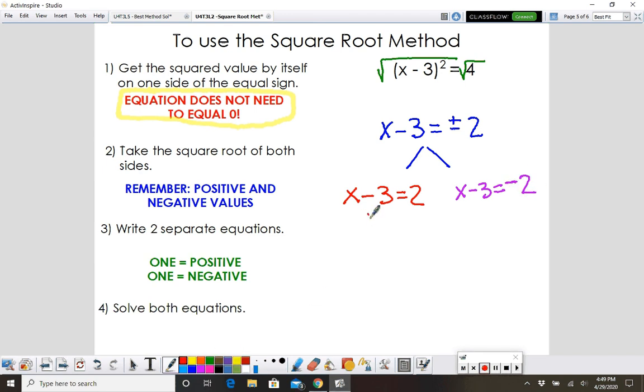So here I'm going to add 3 to both sides, and one of my values could be x equals 5. And then I'm going to do the same thing for that second equation. I'll add 3 to both sides, and I'm going to get x could equal 1. And those are your two solutions using your square root method.